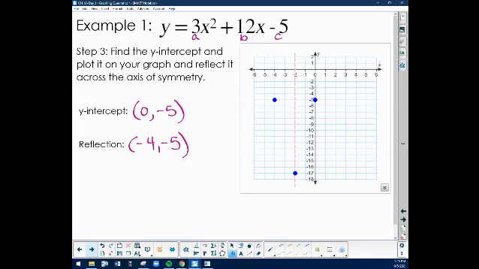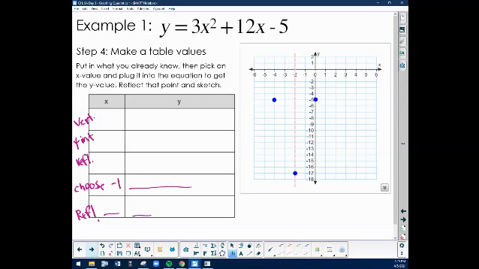Okay, so on Delta Math, we need at least 5 points to get a good picture. So on the next part, we're going to use a table, and whenever we check our answers on Delta Math, they will have a table for us, and the values should be very similar.